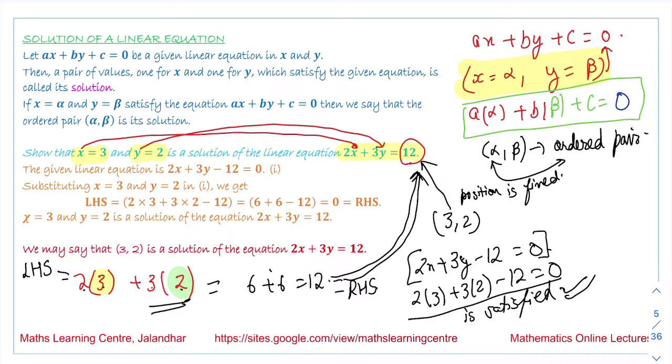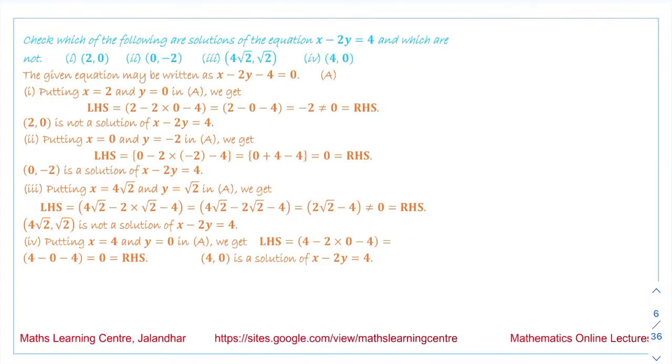So what we are saying over here is that the ordered pair 3 comma 2 is a solution of the equation 2x plus 3y is equal to 12. Now next, we are given some numbers: 2 comma 0, 0 comma minus 2, and the next two, and we have to check whether they are solutions of the given equation or not.